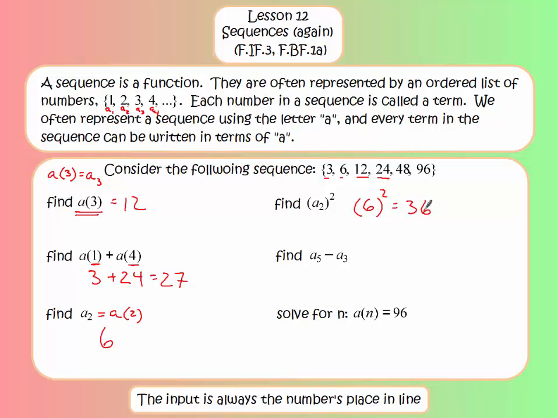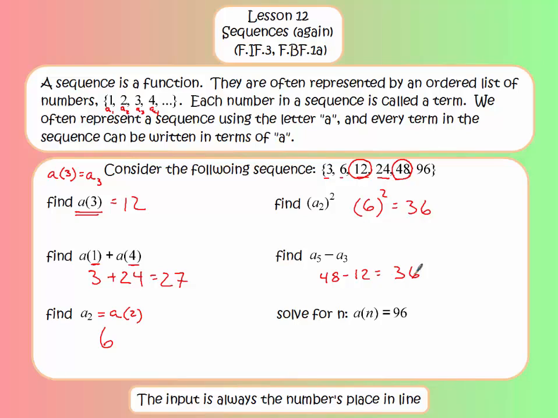The next one, A sub 5 minus A sub 3. So A sub 5 is here, the fifth term, and A sub 3 is here, the third term. So that looks like 48 minus 12, and that equals 36.